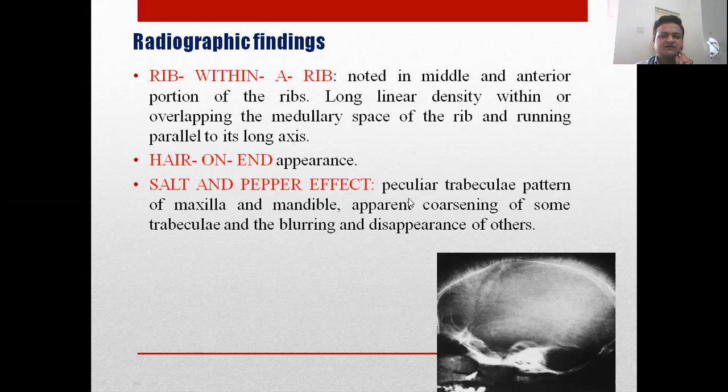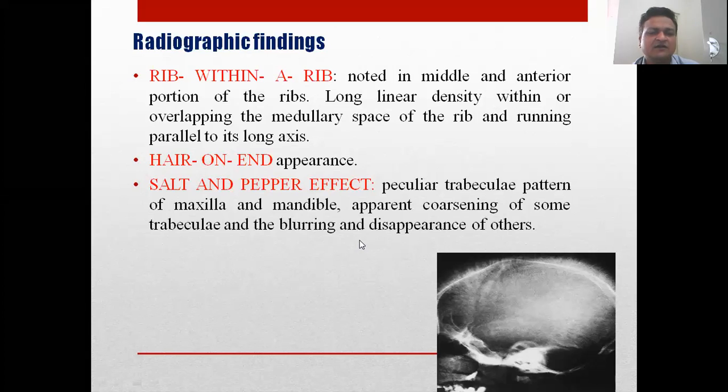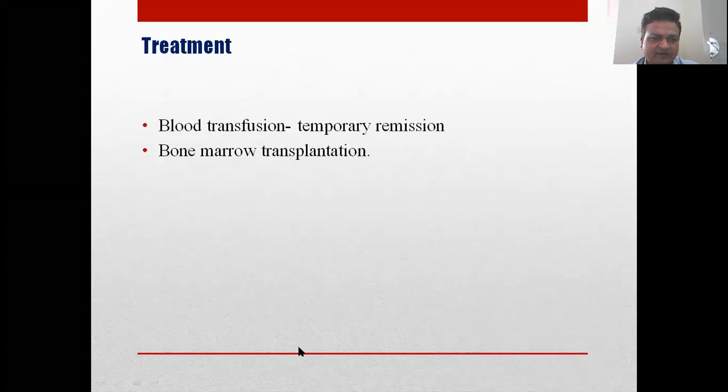Salt and pepper effect, peculiar trabecular pattern of maxilla and mandible, apparent coarsening of some trabeculae and a blurring and disappearance of the others in the radiological finding. We'll show one video on thalassemia. Okay. Treatment like blood transfusion, temporary for remission कर सकते हैं, bone marrow transplantation का treatment है.